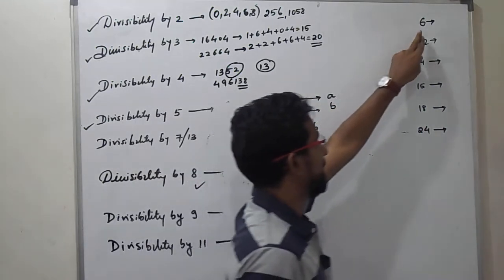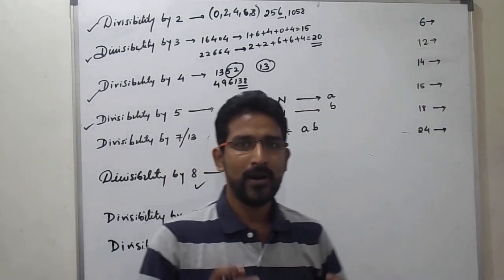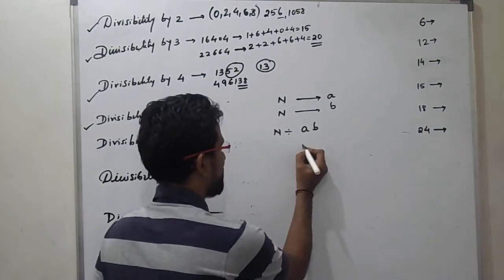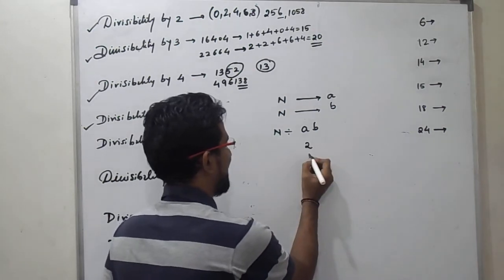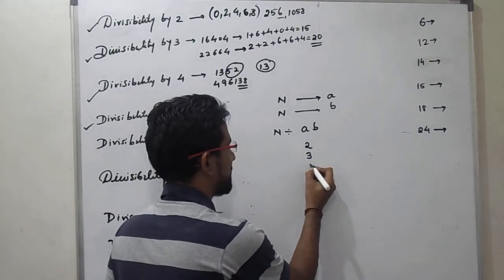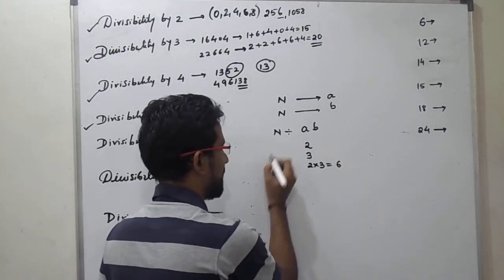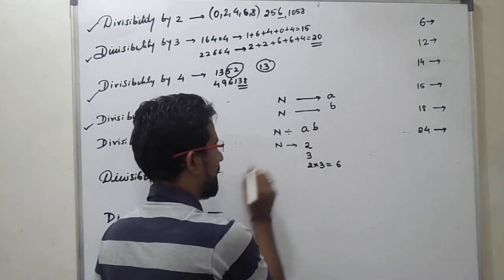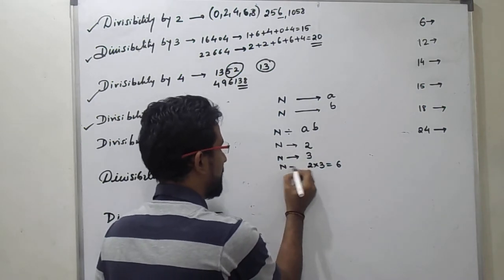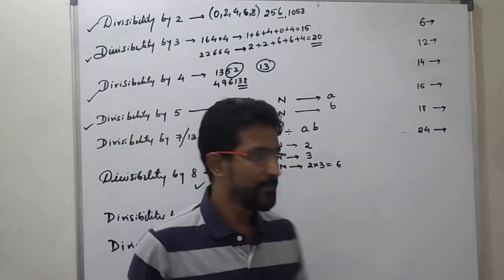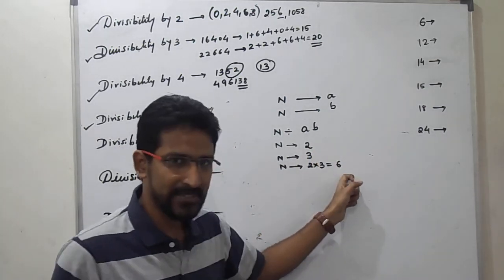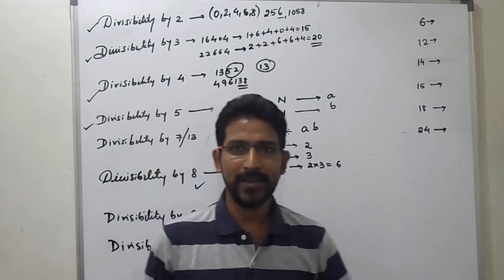For example, if I say 6, how can you find out whether the given number will be divisible by 6 or not? If any number is divisible by 2 and that number is also divisible by 3, then that number will be divisible by 6 also, that is 2 into 3, that is 6, because 2 and 3 are co-prime numbers. So if you multiply those numbers, you will get 6, and the given number will also be divisible by 6.